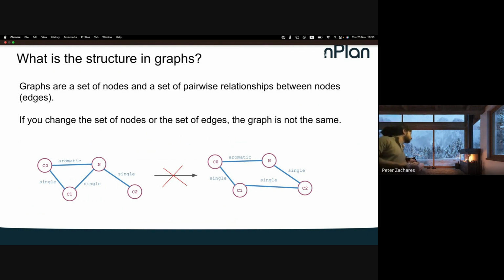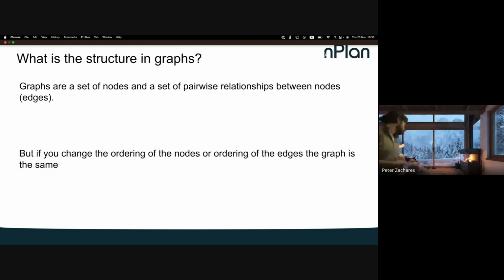And so how about graphs? What is a structure in graphs? I always go back to the definition where graphs are a set of nodes and a set of pairwise relationships between nodes. And that means if you change the set of nodes or the set of edges, the graph is not the same. So if you move this edge so it was here, you wouldn't have the same graph.